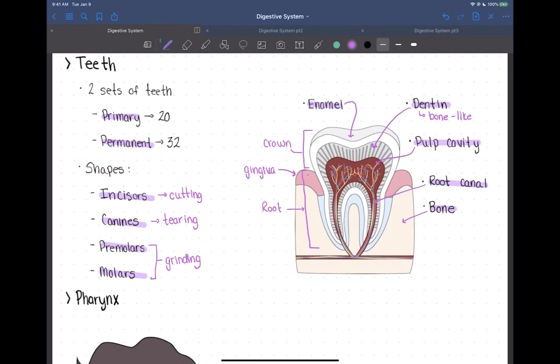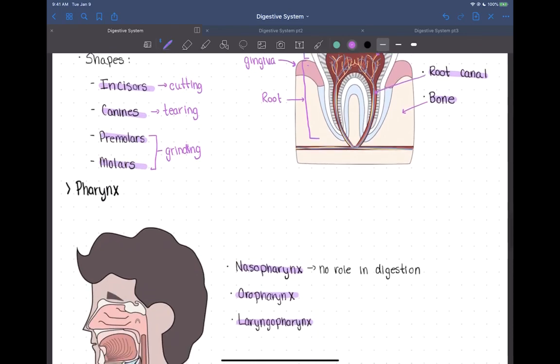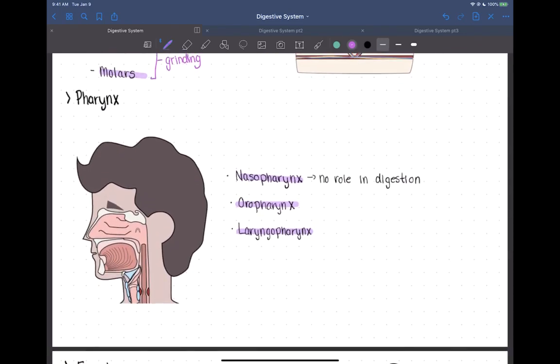Okay, so that's teeth. Once you've chewed up your food and formed it into this bolus, your tongue is going to push that bolus to the back of the mouth. That's where it will enter the pharynx. The pharynx we've talked about before with the respiratory system. It has three parts. We have the nasopharynx, which is part of the respiratory system. It doesn't really function in digestion. Food should not be in that nasopharynx.